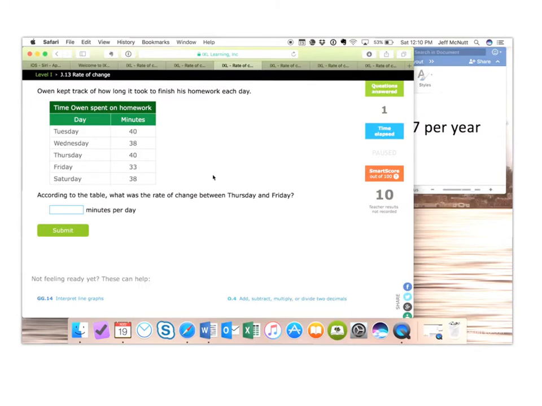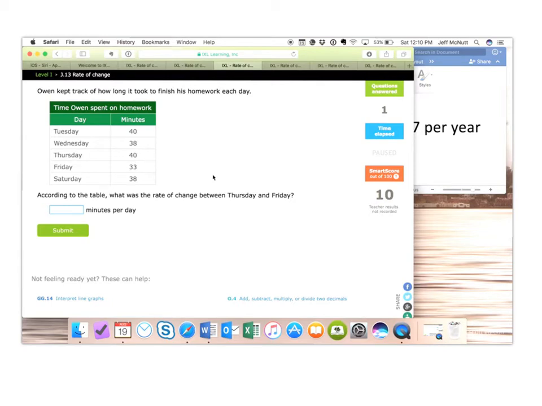All right, now we're moving on to tables. This question said Owen kept track of how long it took to finish his homework each day. According to the table, what was the rate of change between Thursday and Friday? So we're going to look at these numbers, Thursday and Friday. Now remember, we said we're going to take the new number, the second number, and subtract the first number because we're looking for the difference. So Friday's number minus Thursday's number, and that's going to go in the numerator, right? So we're going to take Friday's number and subtract Thursday's number.